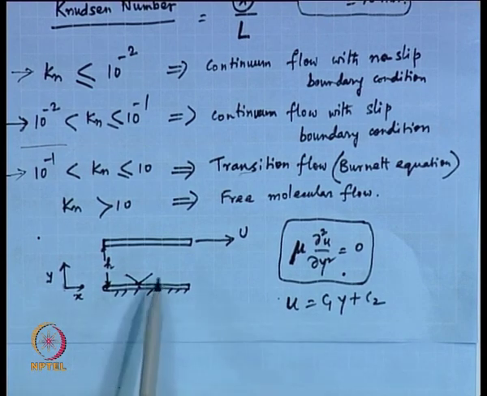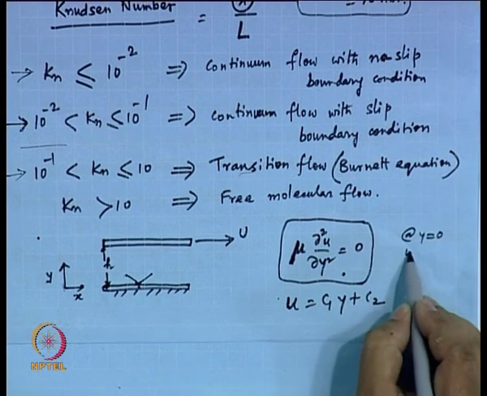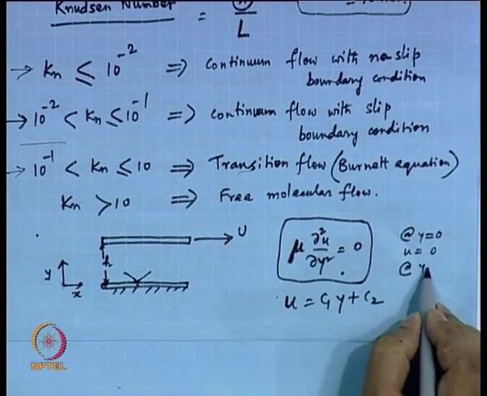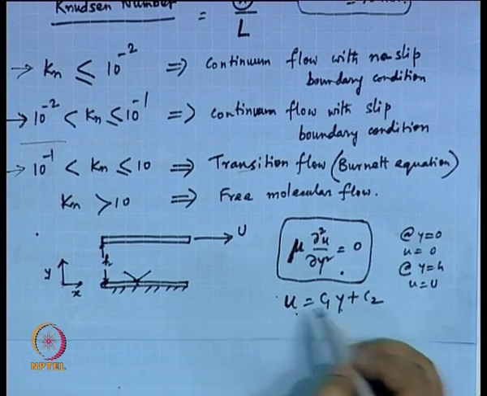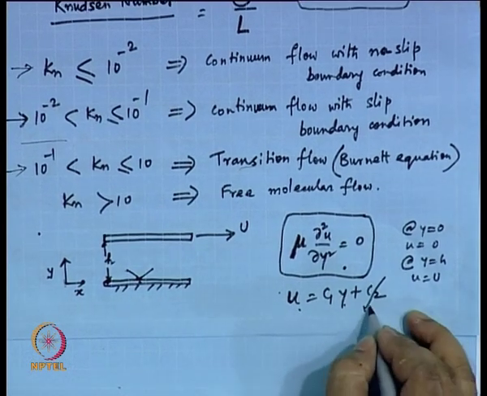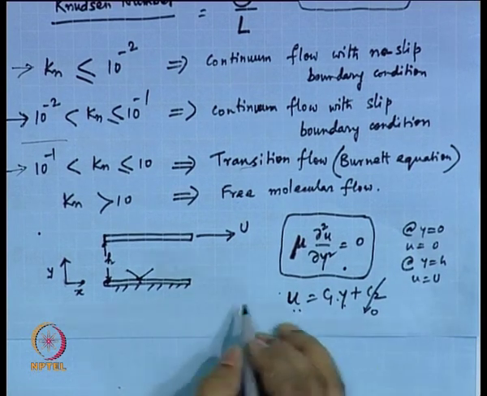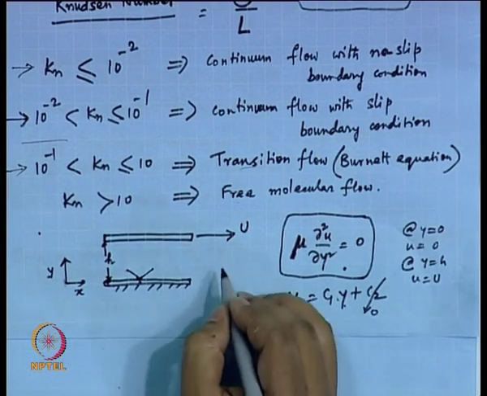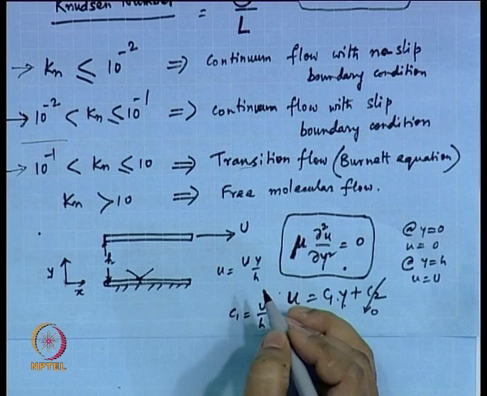And what you do when you have a no slip boundary condition, you say that at y is equal to 0, u is equal to 0, since it is a fixed wall, and at y is equal to h, u is equal to capital U, right? That is how you do it. So, at y is equal to 0, u is equal to 0, so C2 becomes equal to 0, and at y is equal to h, u becomes capital U. So, C1 is basically nothing but capital U divided by h. So, u is equal to capital U into y by h.